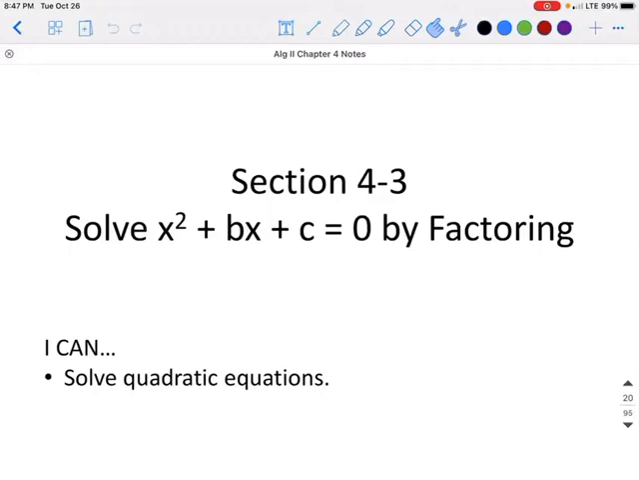This is section 4.2, solving equations of the form x squared plus bx plus c equals 0 by factoring. Your I can statement is: I can solve quadratic equations.